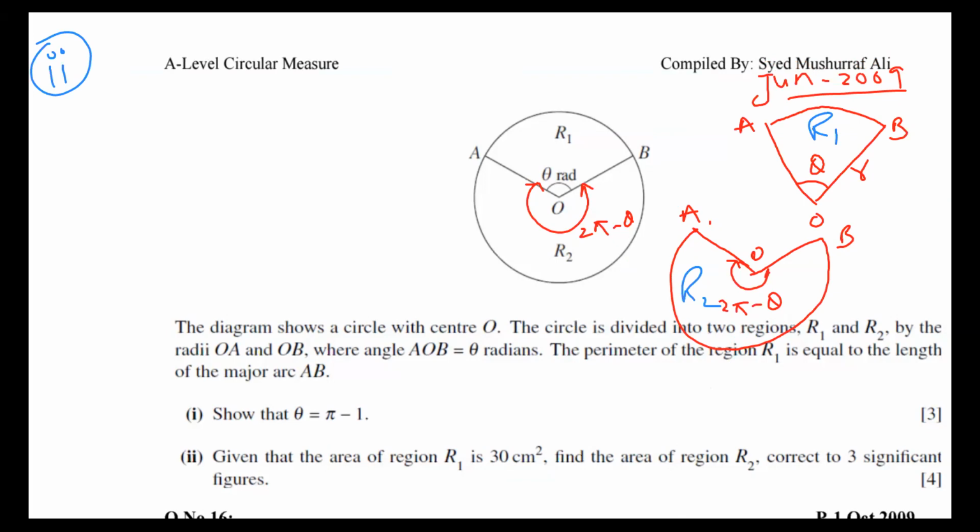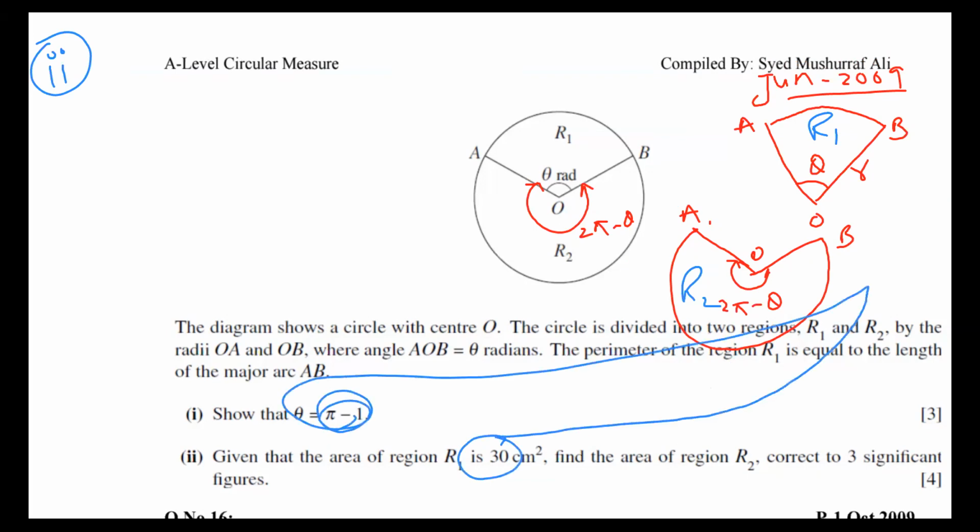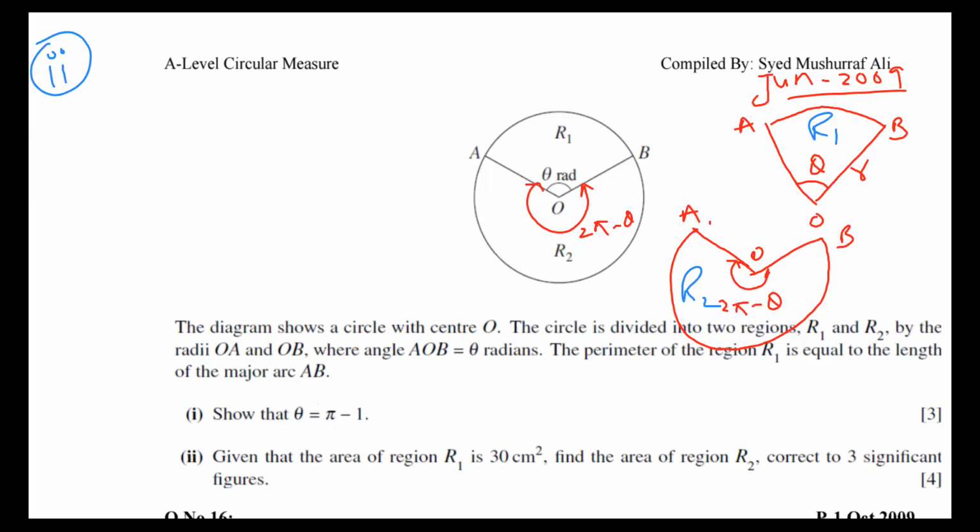Now, actually, 30 is helping us. Theta we have, theta value we have. It means the only problem is the radius. So this 30 will help us get the radius. Because 30 is given for R1, I'll start my question from R1. So let's start: area of sector.